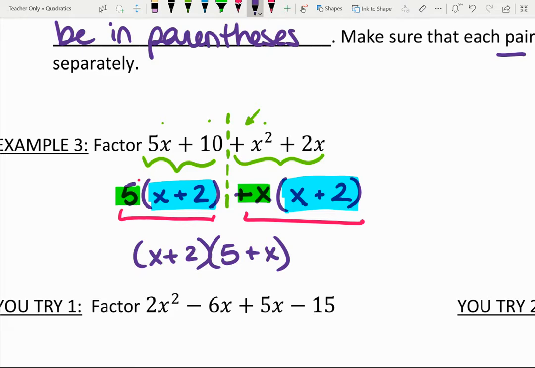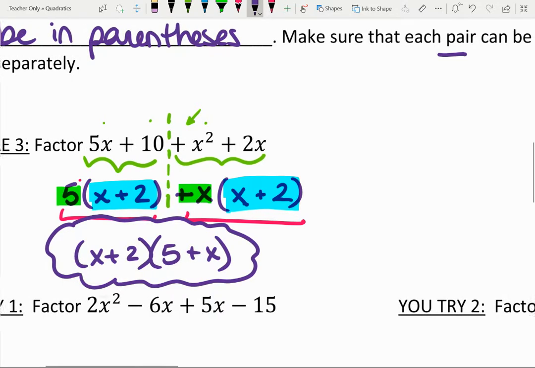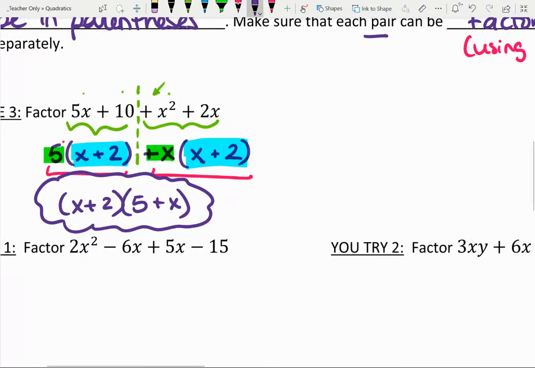Now, if you're wondering, well, okay, so how do I know that this has worked? As it turns out, we have factored this completely. This is the factored form of that original polynomial. The best part about factoring here is that we can always check by multiplying.